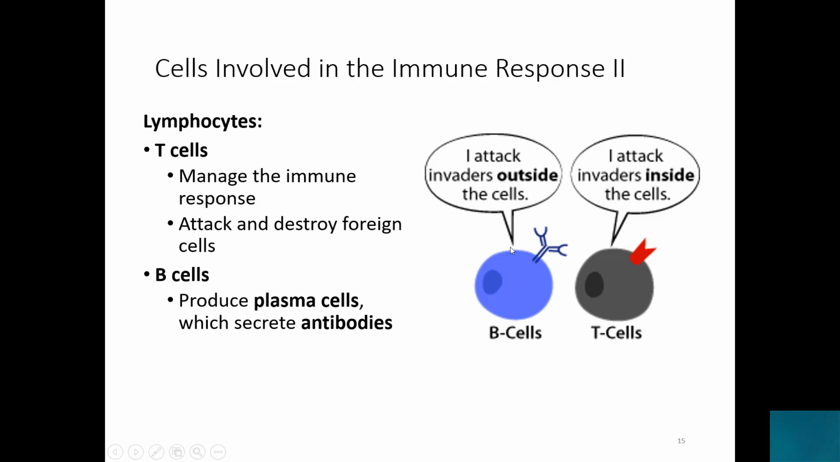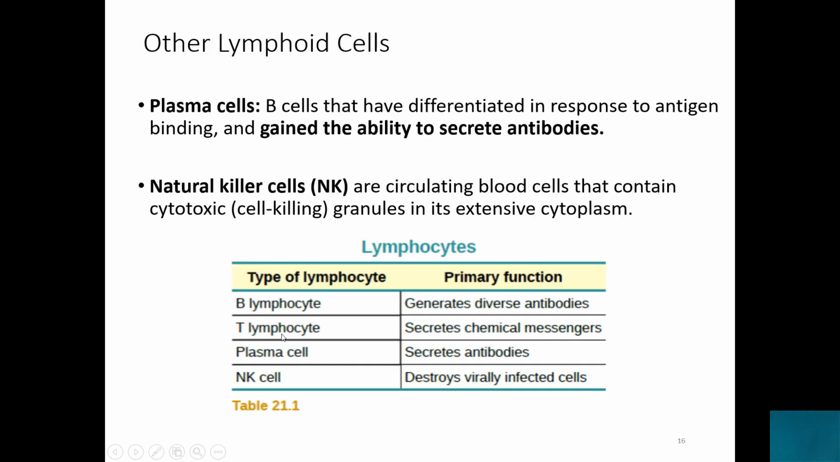B cells work outside of the cells, in the lymph, in the blood, and they produce plasma cells. Actually, it would be correct to say that they become plasma cells, which secrete antibodies. So plasma cells, the definition for them would be B cells that have differentiated in response to antigen binding and gained the ability to secrete antibodies.